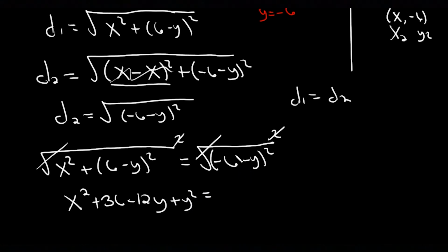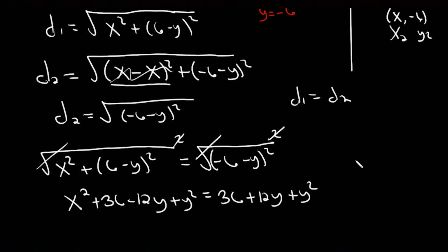I'm going to expand out this binomial by using FOIL. So doing first, I do negative 6 times negative 6, and I get positive 36. Okay, outside and inside, that's negative 6 times negative y. That gives you positive 6y. So I get positive 6y, positive 6y. That will give me plus 12y. Okay, and then doing last, I get negative y times negative y. I get plus y squared.